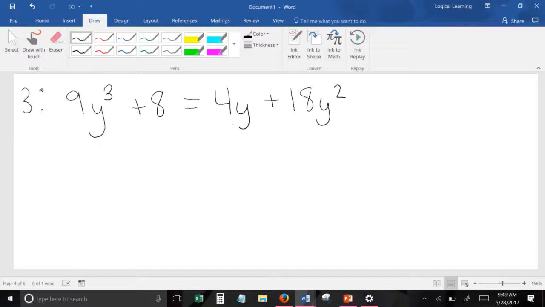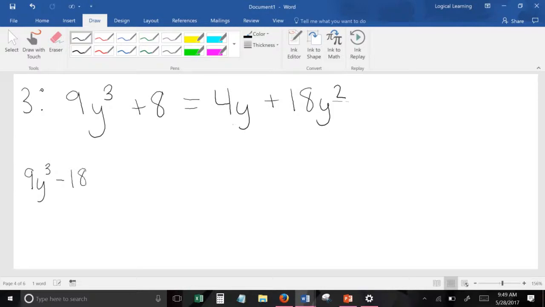We have 9y cubed plus 8 equals 4y plus 18y squared. Again, we can move all of our terms to the right or to the left. I'm going to move the terms on the right to the left. And I'm also going to write them in descending order, meaning my first term is going to be my biggest y exponent, which is 9y cubed. Now my next biggest I see here is y squared. So we need to subtract 18y squared from both sides.